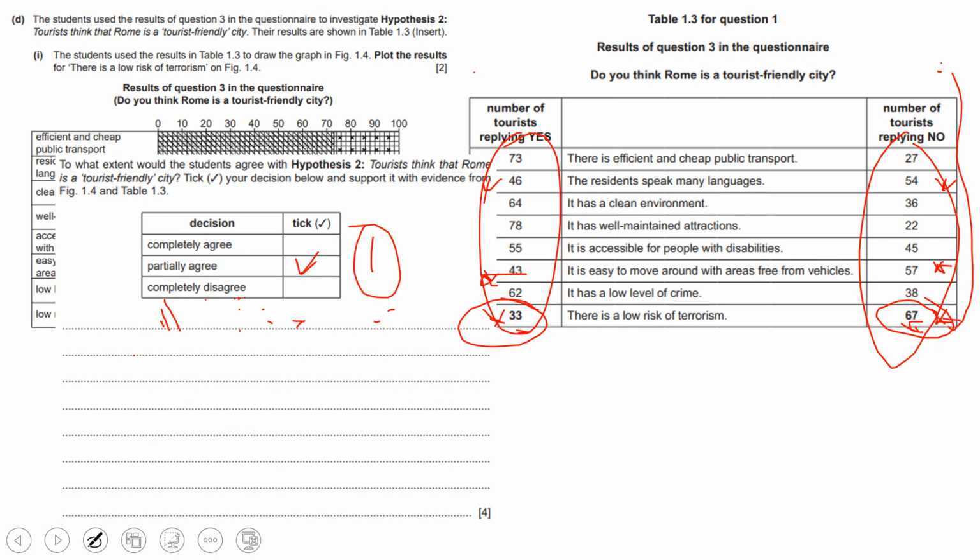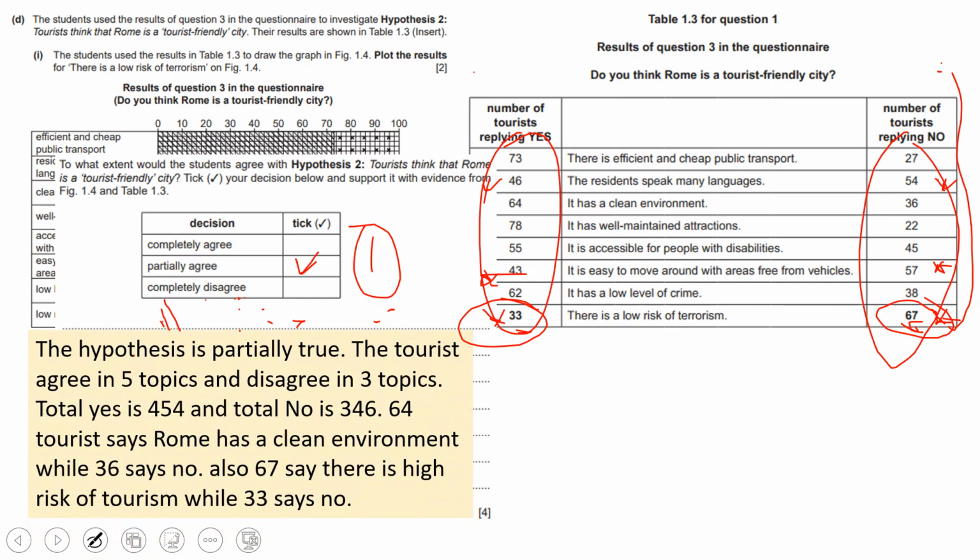You should now tell us why you agree, why you think it is partially agree, why you think it is partially disagreed at the same time. So, a typical answer will look like this. You see, the hypothesis is partially true. Now, the tourists agree in 5 topics and disagree in 3 topics.